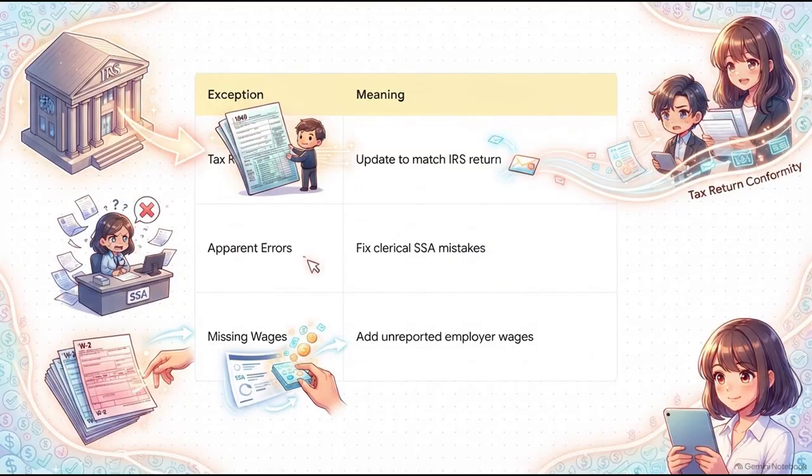But wait, if you've already missed that deadline, don't give up. Under federal regulation, the SSA actually allows several legal exceptions to correct your record anyway. For instance, tax return conformity. If you have a timely filed IRS tax return that proves the real numbers, they can update your SSA records to match it. They can also fix apparent errors, which are just obvious clerical mistakes they made in processing. Or they can add missing wages that an employer simply failed to report correctly, usually proven by your W-2s.